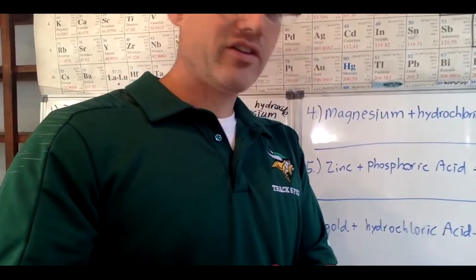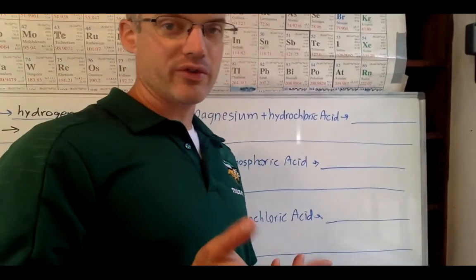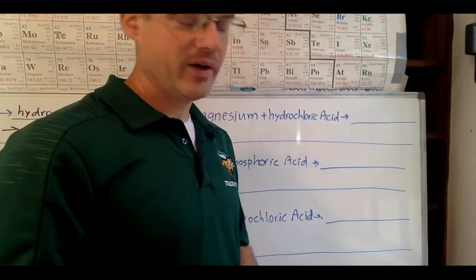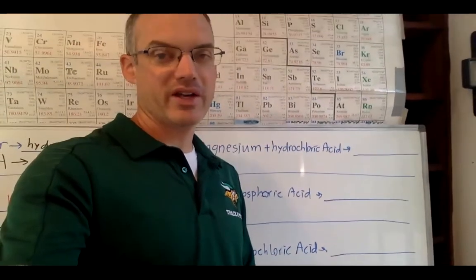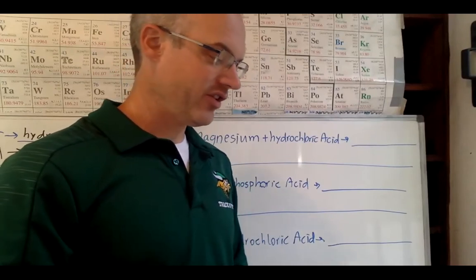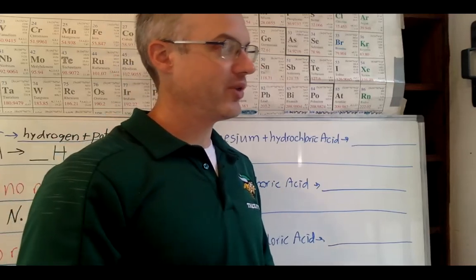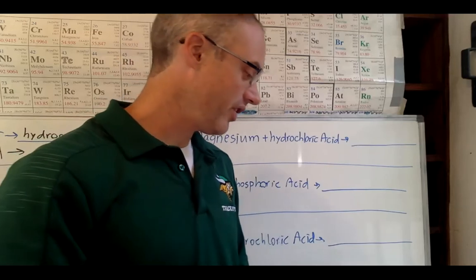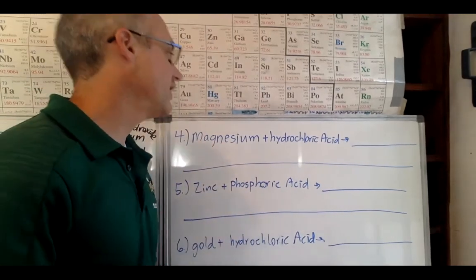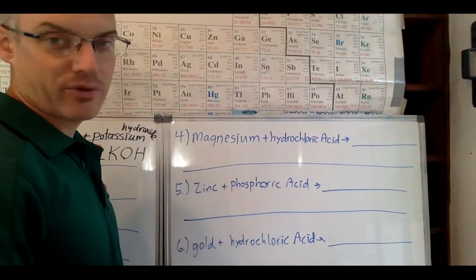So metals and acids. Metals and acids are really known to react with each other. It's a very common thing, but still they do need to be higher on the reactivity chart than hydrogen. That's really what the hydrogen on the metal reactivity chart is for, to compare with metals for acid-base reactions. So you can see that we have 3 examples here. We have magnesium and hydrochloric acid, we have zinc and phosphoric acid, and we have gold and hydrochloric acid.